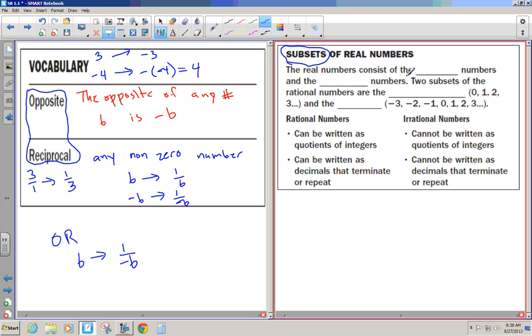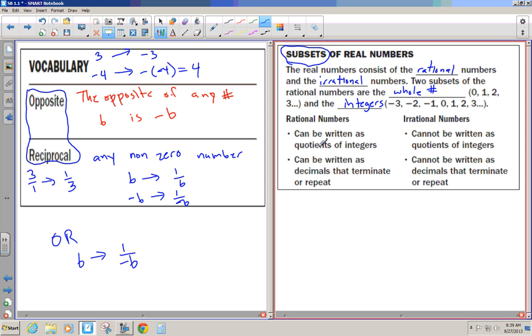So the real numbers consist of the rational numbers and the irrational numbers. Two subsets of the rational numbers are whole numbers and integers. I took a whole class, a semester of it in college, that dealt with the subsets of real numbers. Like you had to be very specific about what it can be. So let's explain some of this.